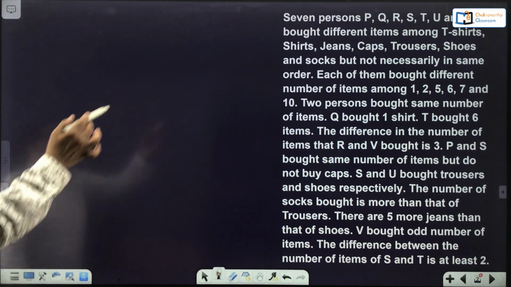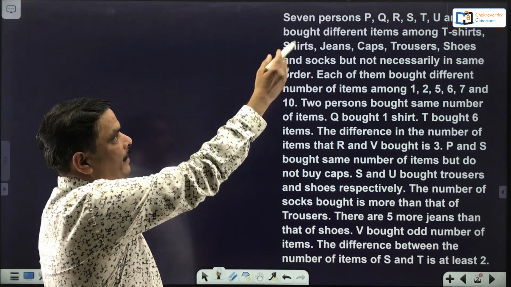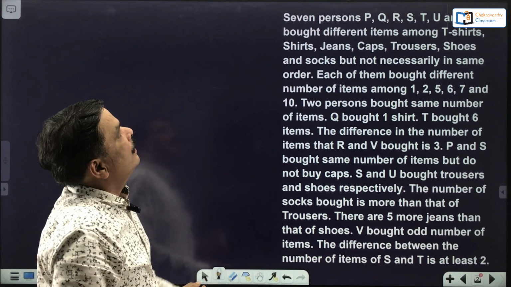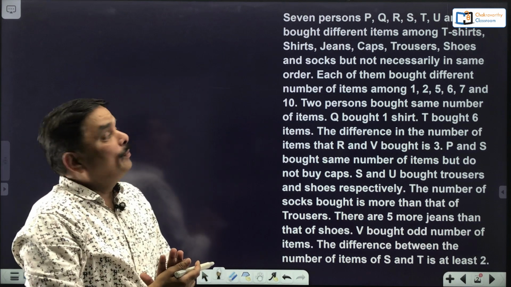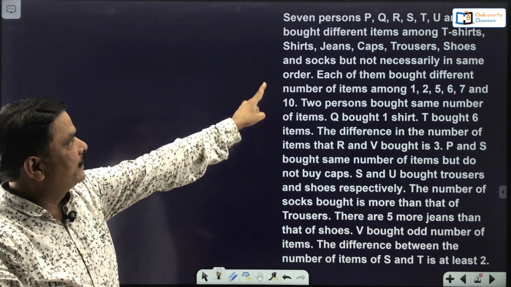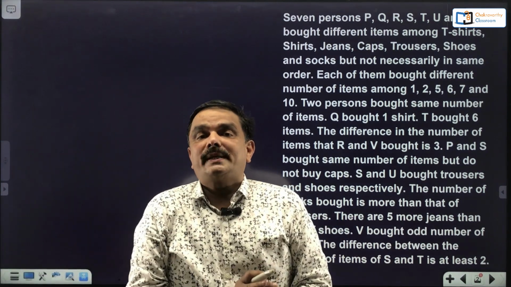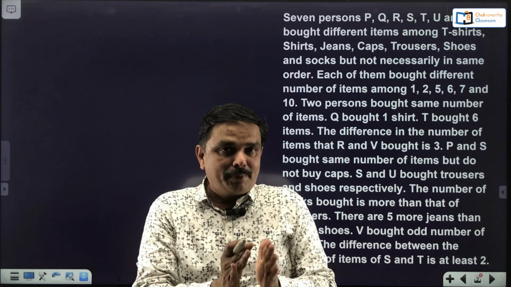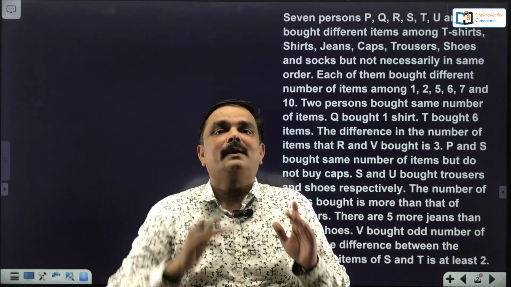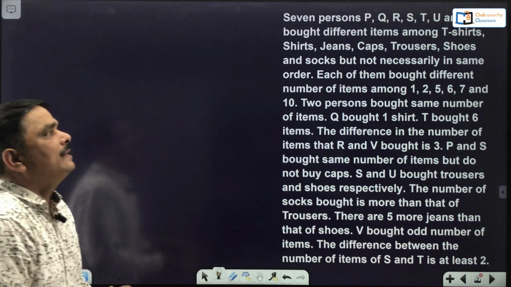They have given 7 persons, P to V, that is P, Q, R, S, T, U and V, who bought different items. How many items are there? T-shirts, shirts, jeans, caps, trousers, shoes and socks. 7. Up to this extent it is balanced. 7 persons bought 7 different items, 1 person, 1 item, not necessarily in the same order.